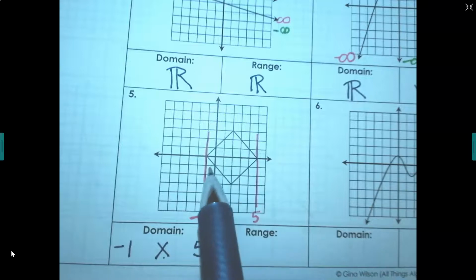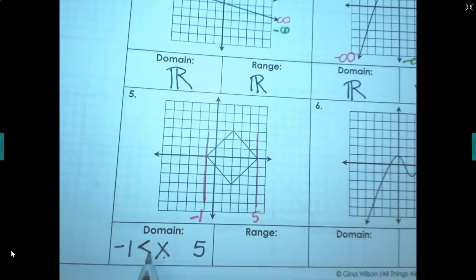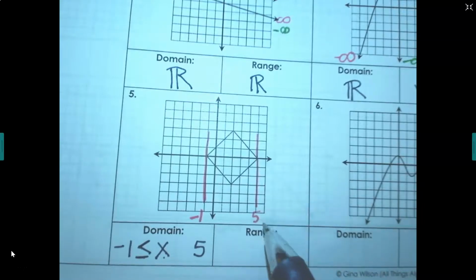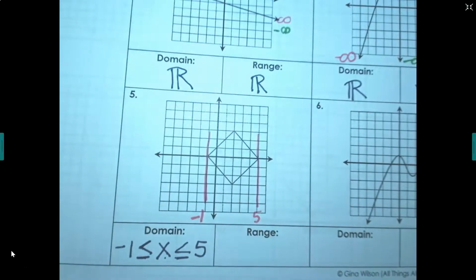The x's are greater, meaning to the right of -1, so I'm going to put the greater side towards the x, but it's also equal to, because we have solid lines. But the x's are also to the left of the 5, making them less than or equal to 5. Okay, so that's our domain. That's the left and right.